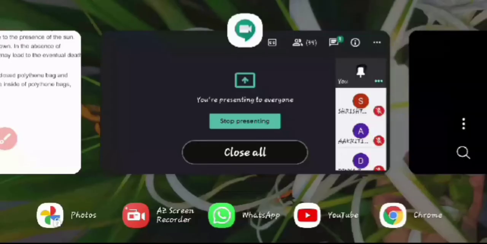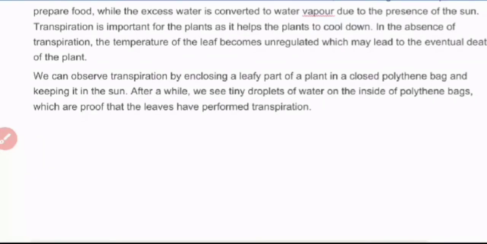So what does it show? It shows the process of transpiration. Okay, so this activity is very easy to perform. For this, you don't have to wait for 1 or 2 hours. It is just a matter of half an hour. Under half an hour, you will be able to observe those tiny water droplets inside that polythene, which have been taken out by the plant. So this is your next activity.